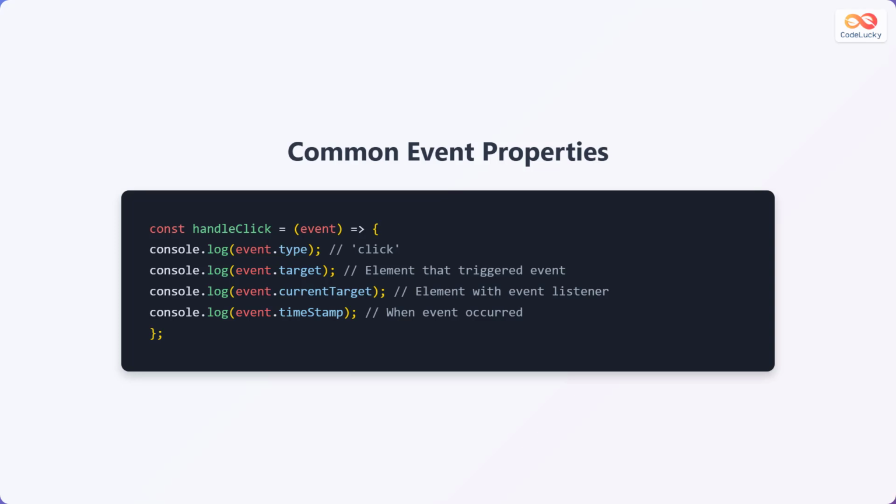Let's explore some common properties available in the event object. event.type tells you the type of the event that occurred, like a click. event.target refers to the element that triggered the event. event.currentTarget refers to the element where the event listener is attached. Lastly, event.timeStamp provides a timestamp of when the event occurred.